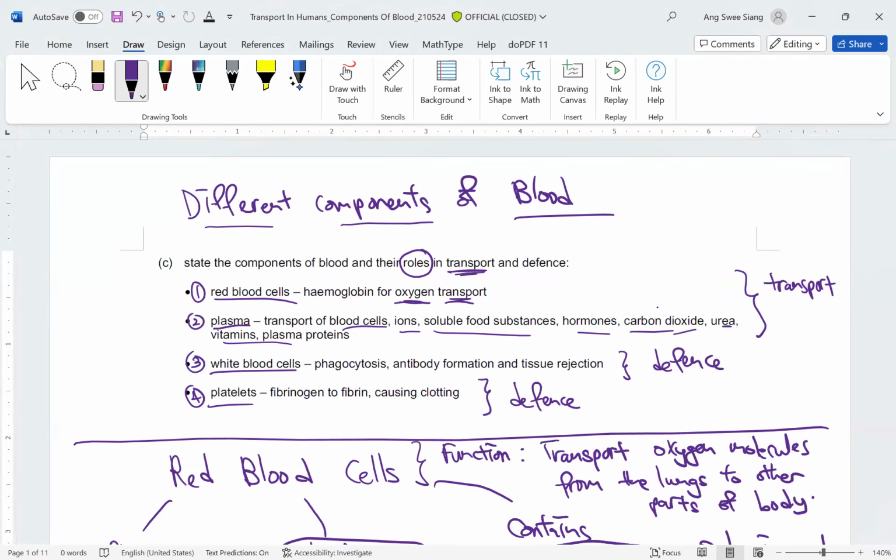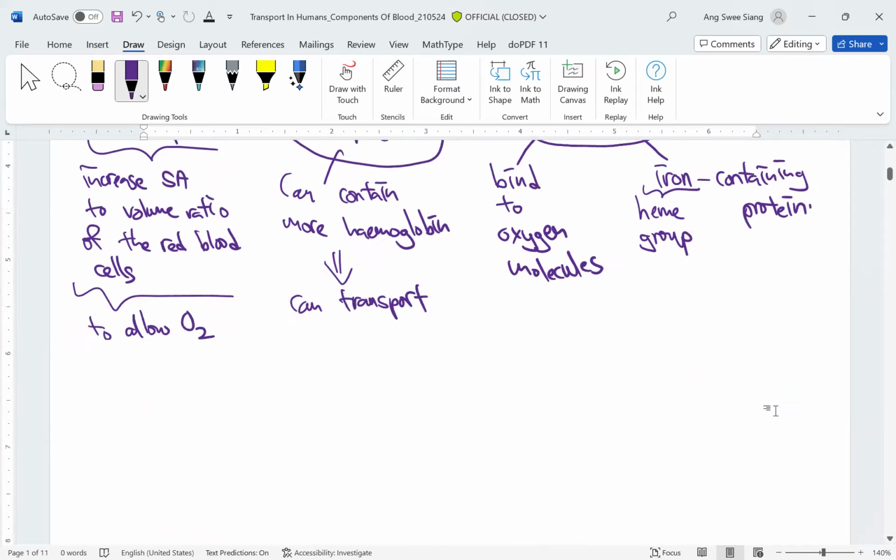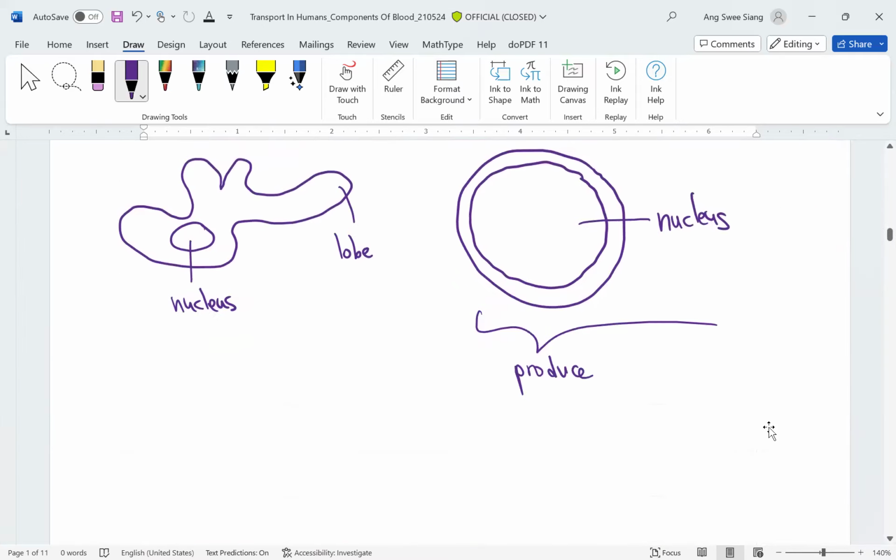So we are left with the last one, which is the platelets. Let's take a look at the last component of blood, and what the role of the platelets is in defense of the human body. So let's look at it.